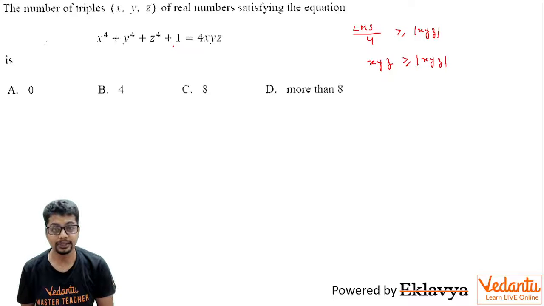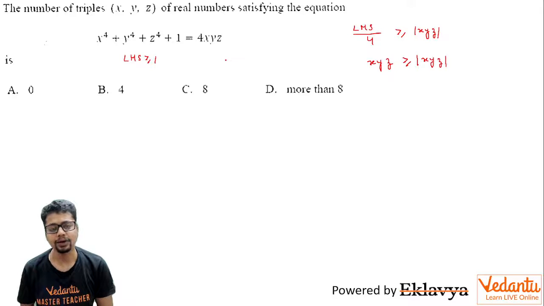Now you may say, okay sir, what if any of these three terms, x to the power 4, y to the power 4, z to the power 4 are 0? What if any one or two or all of them are 0? It is not possible. Why? Because left hand side, no matter what, is greater than equal to 1.